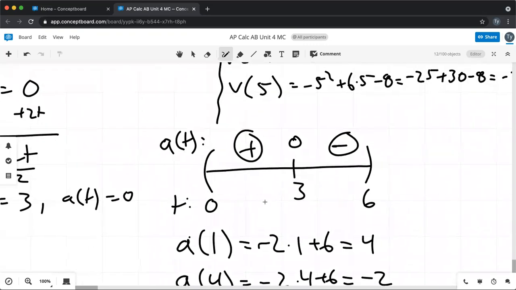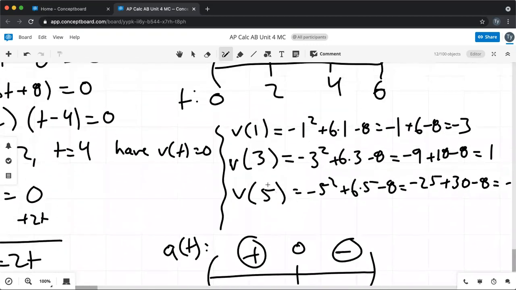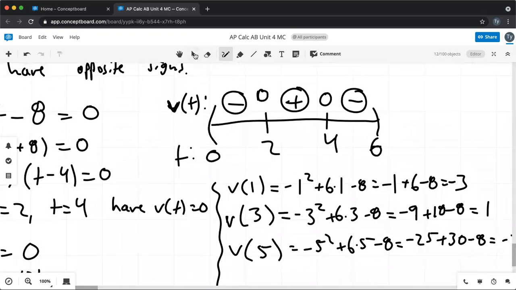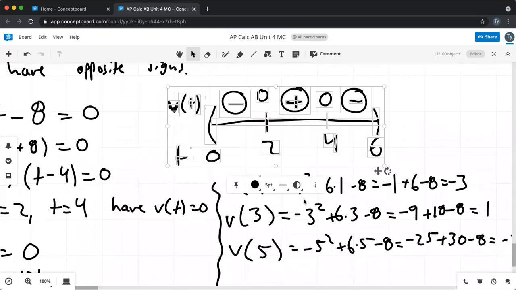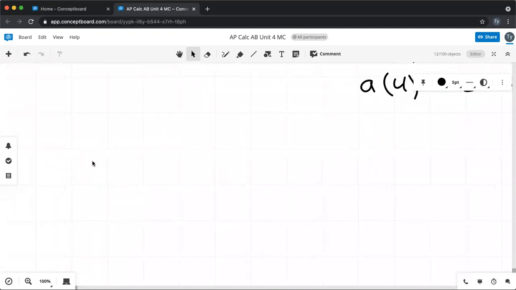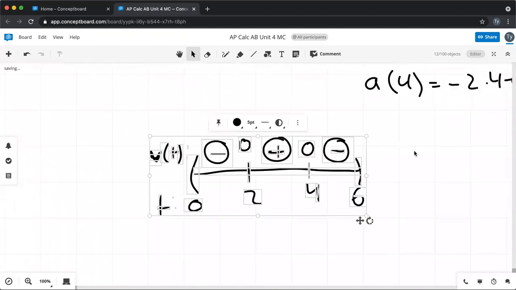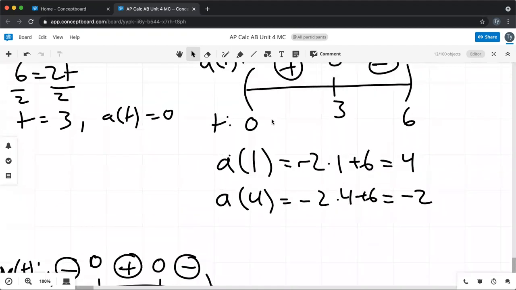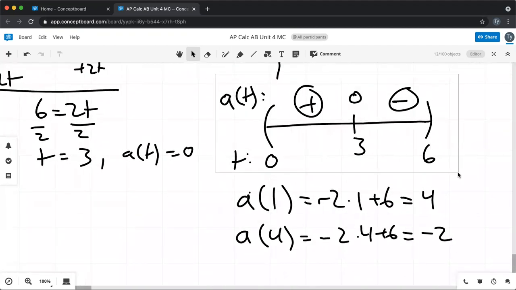Okay, so we have all these regions. Let me copy and paste these so we can see them in the same screen. Let's put this one here. And let's just put this one here.